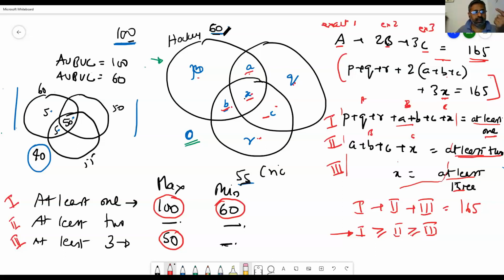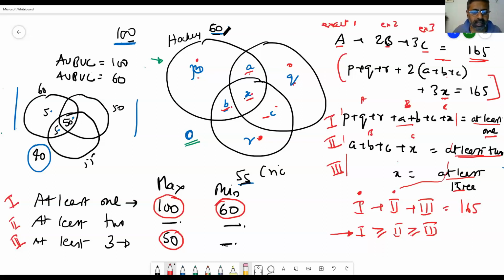If the number of people who choose exactly 1 is 0, I'm talking about P plus Q plus R being equal to 0, then the number of people choosing at least 1 will be equal to the number choosing at least 2. But otherwise, it will always be more.